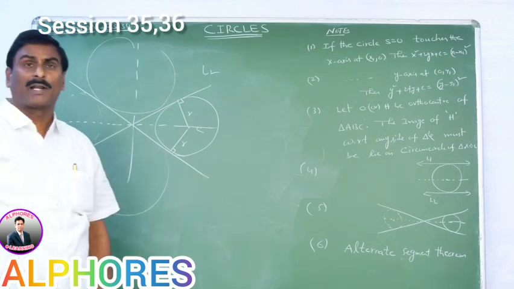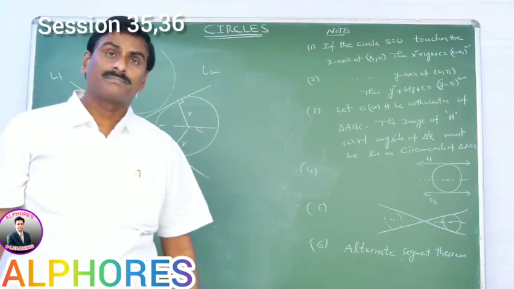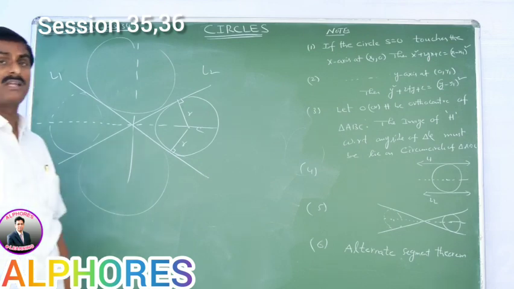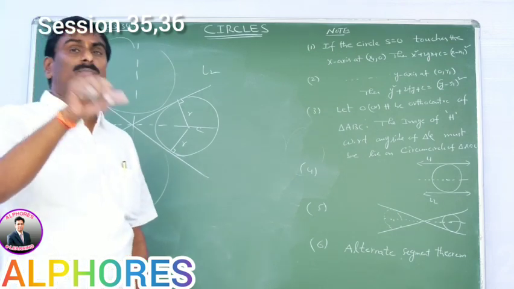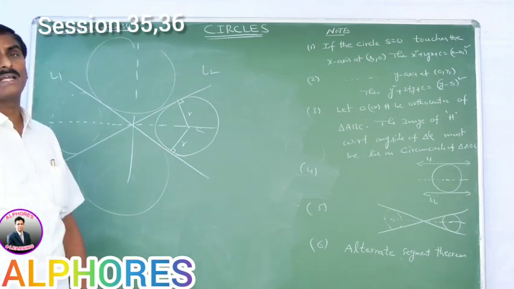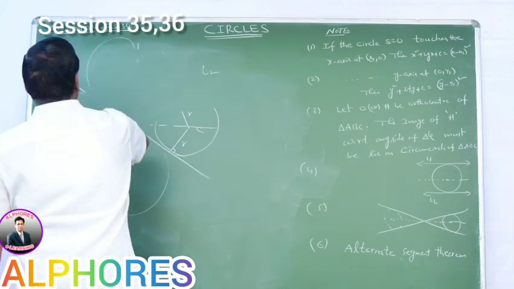Very, very, very important point. Please note this point. Let L1, L2 be two intersecting lines, and the circle touches both of the lines. Then the center of the circle must lie on the angular bisectors of the given lines L1, L2. What are the angular bisectors? (a1x + b1y + c1)/root(a1² + b1²) = ±(a2x + b2y + c2)/root(a2² + b2²).